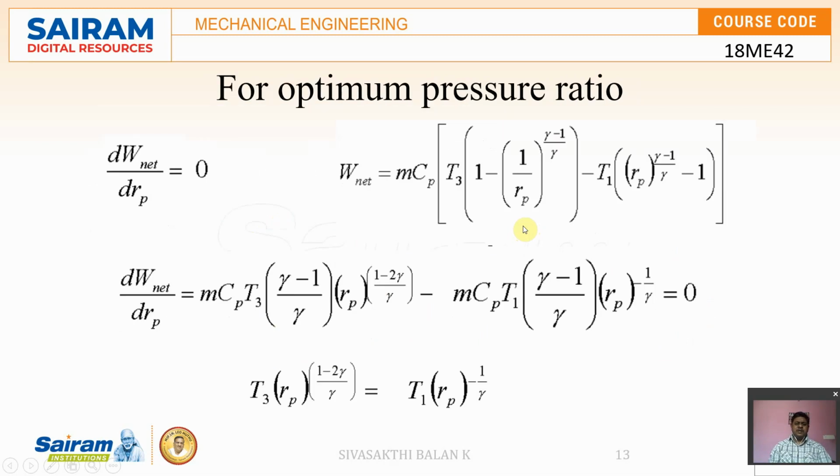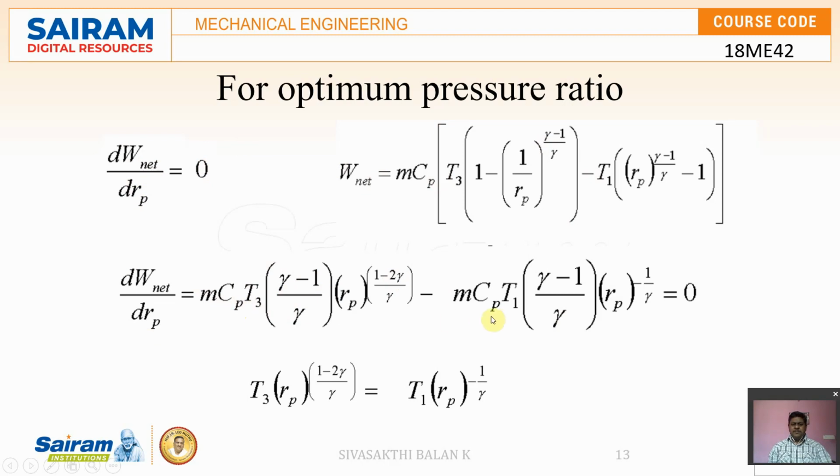Okay, now we have calculated this to identify the optimum pressure ratio required to find the maximum work output, so that the efficiency will also be maximum. To do that, we need to differentiate the net work done with respect to the pressure ratio and equate that entire term to 0. We will get the optimum pressure ratio. So we know that W net is this term which we derived in the previous slide, and we differentiate it with respect to Rp, the pressure ratio. The complete term will become like this.